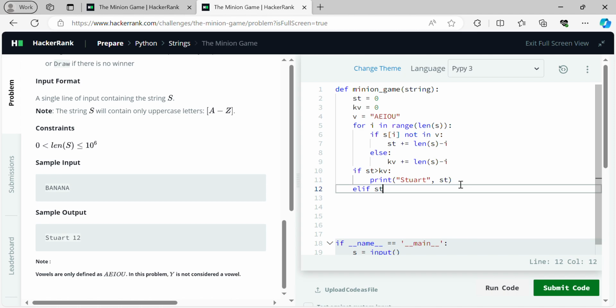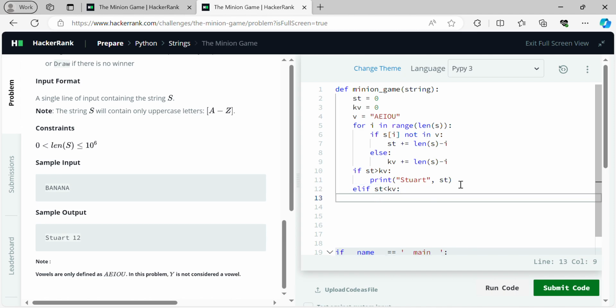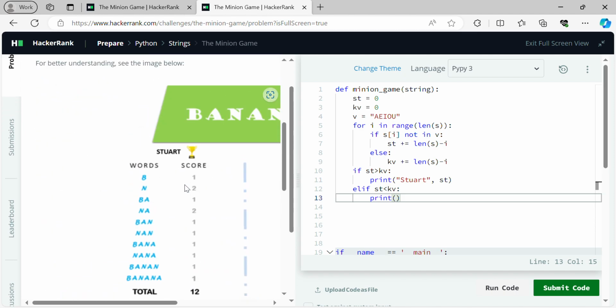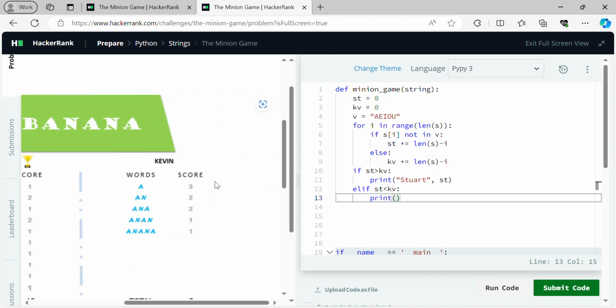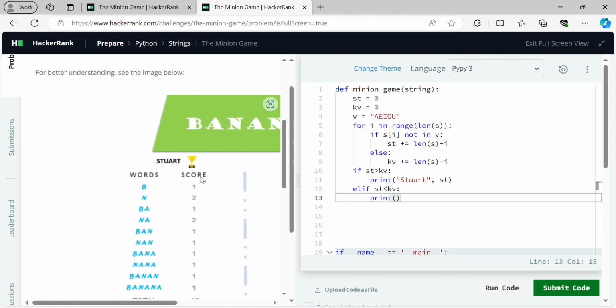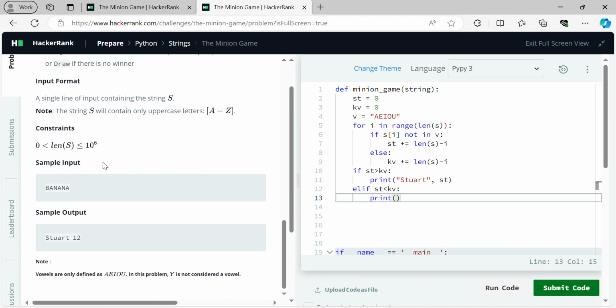If st less than kv, if Stuart's score is less than Kevin's, I will print Kevin, as they mentioned the name. Stuart, K is capital.